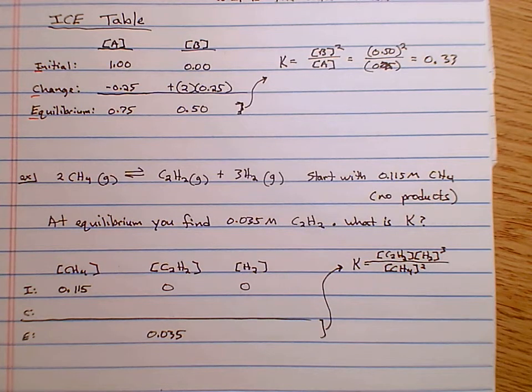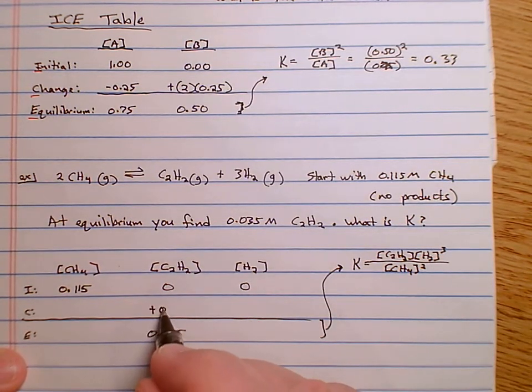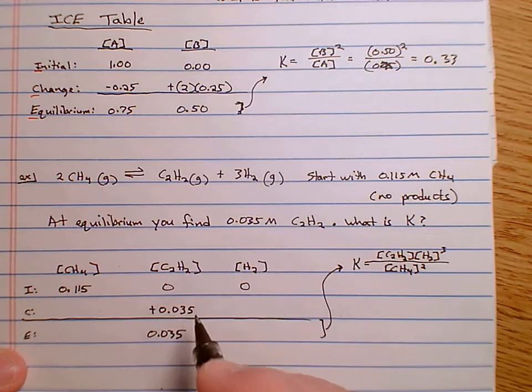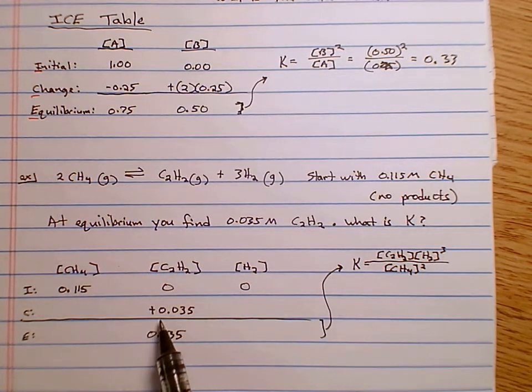Okay, so what do we have? Well, we know our concentration of CH4 is 0.115 molar. We know that we have no products. Our initial concentration of these two is 0. We know at equilibrium we have 0.035 molar C2H2, which tells us our change in C2H2 was plus 0.035, because 0 plus 0.035 equals 0.035. There's some easy math for you right there.